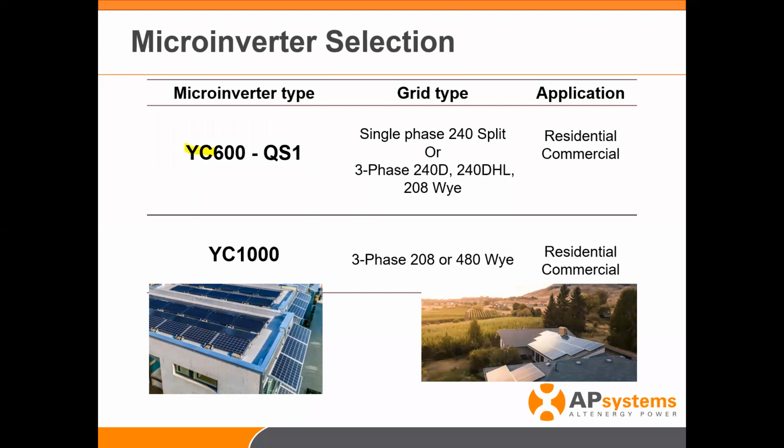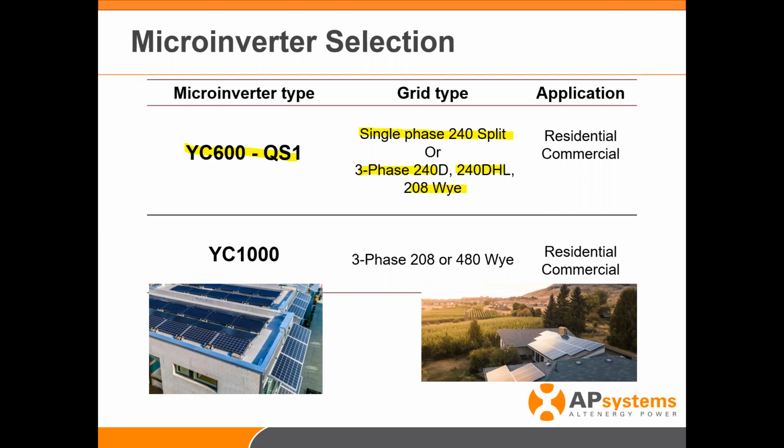On some of the design and installation criteria here, as we discussed, the YC600 and QS1 can be used in a 240 residential split phase. But what's really nice is that they also work on 240 Delta, 240 Delta Highleg, and 208Y. So you have a single SKU, either the YC600 or QS1, that can work in 4 different grid types. Real slick. And like I said, the 240 split, 240 Delta, and 240 Delta Highleg are native.